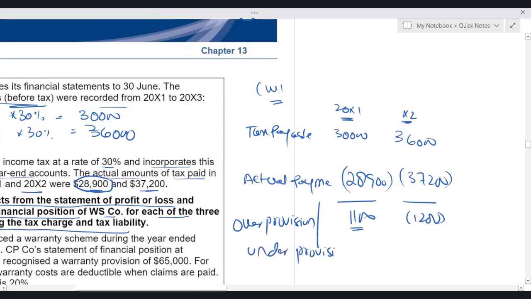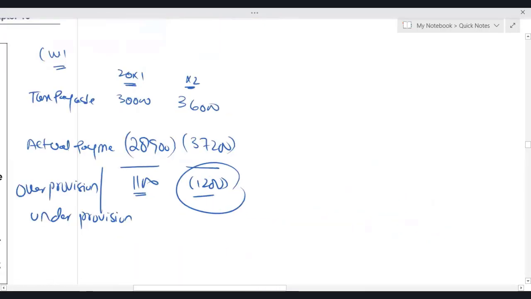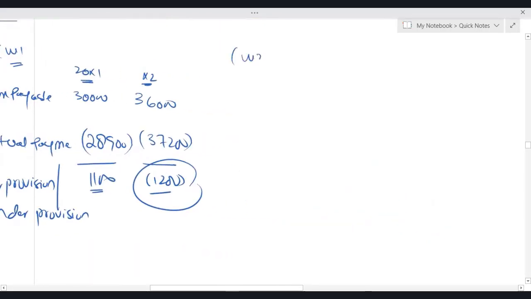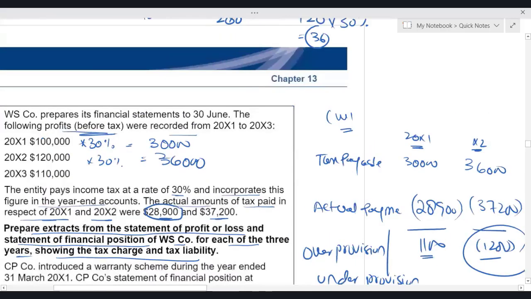Never forget one thing. What under provision does, under provision will increase your income tax expense and over provision will reduce your income tax expense. It means that, okay, great. Working for 20X1, X2 and X3. Current tax, it is 30,000. It is 36, multiply by 30%, obviously 33,000.